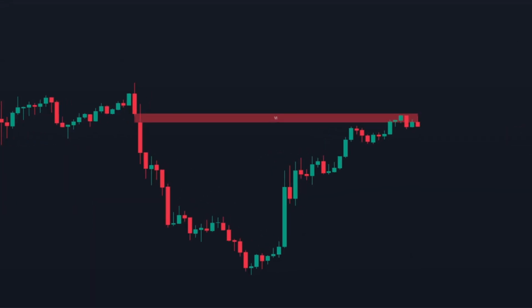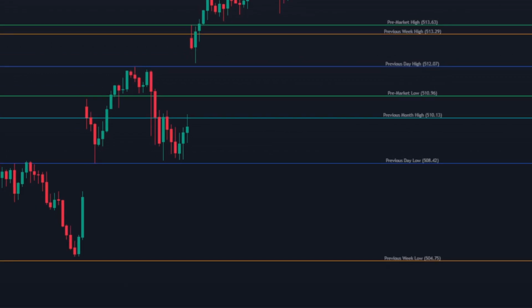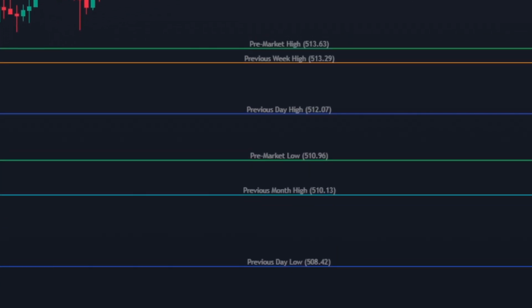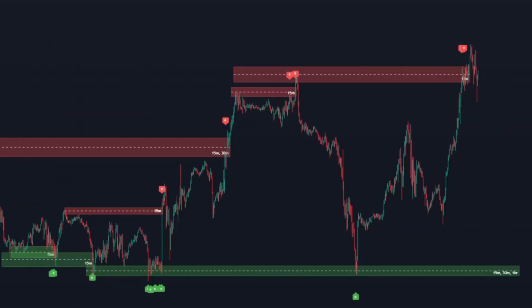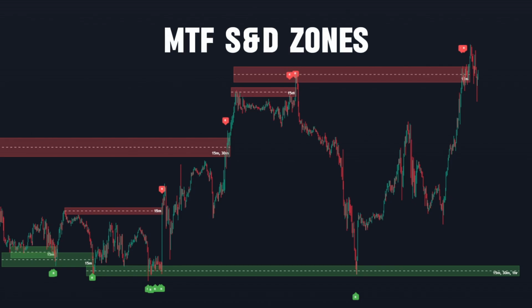This indicator also detects volume imbalances. These happen where there's a gap between two candles' bodies, and the price often reverses to these points to fill the gap. Lastly, this indicator has the option to select key levels with highs and lows from previous days, weeks, months, and even pre-market. The last indicator is multi-time frame supply and demand zones.